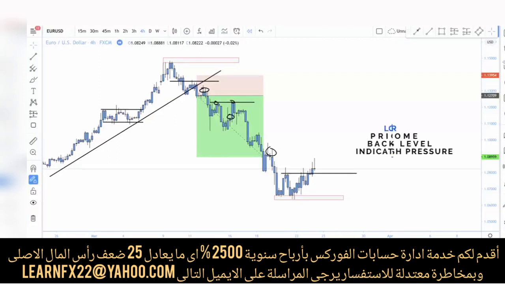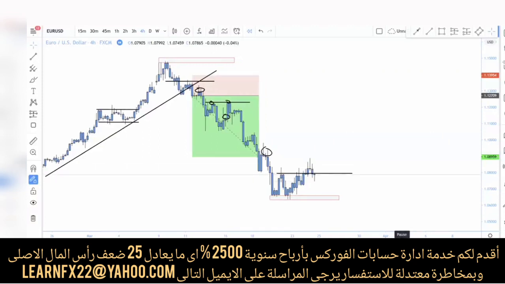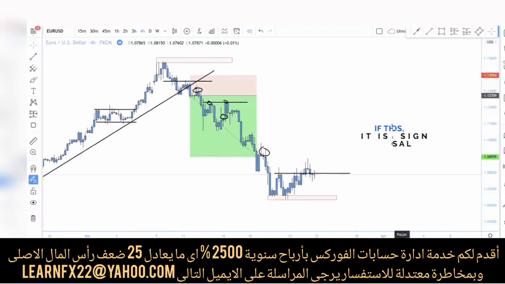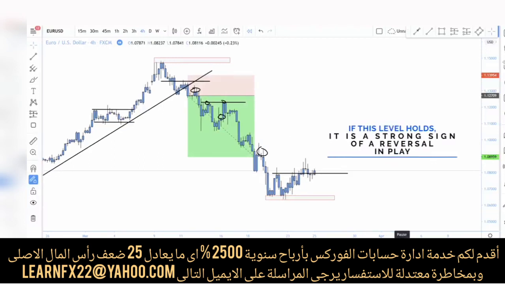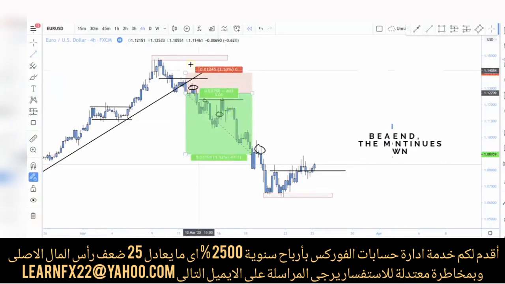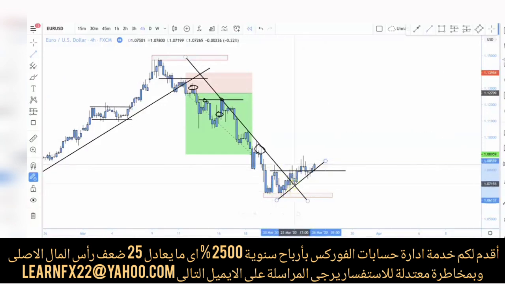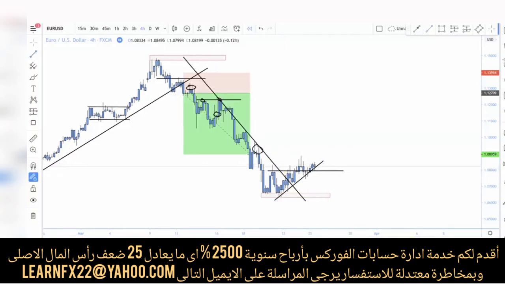Well, we're looking for price to come back to this level to indicate bearish pressure again, and then to see how this level holds. If this level holds, then this is a very strong sign that there's a reversal in play, because previously what we've seen is in this bearish trend, the market continues to go down. How often have we seen the market make higher highs on the way up? Including the higher highs, we have the break above structure. So let's see how the market reacts.